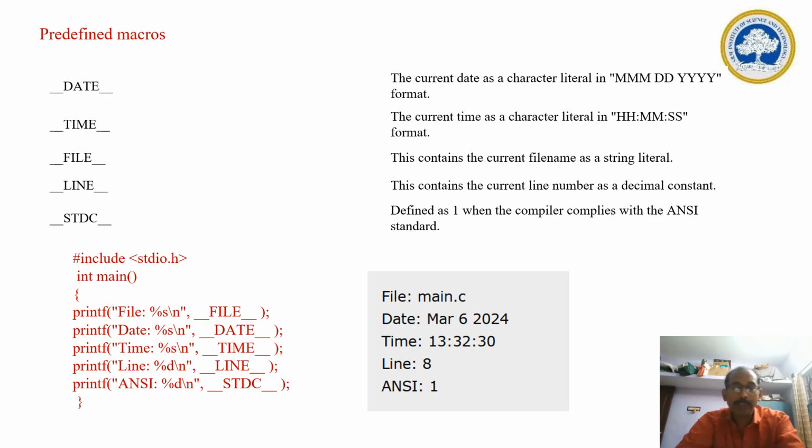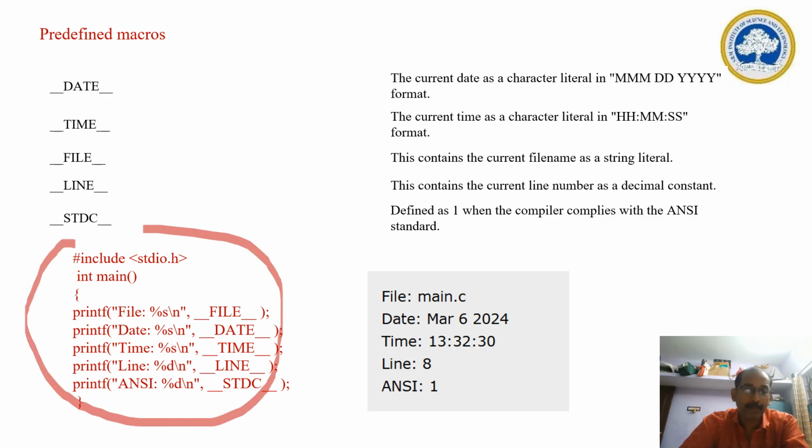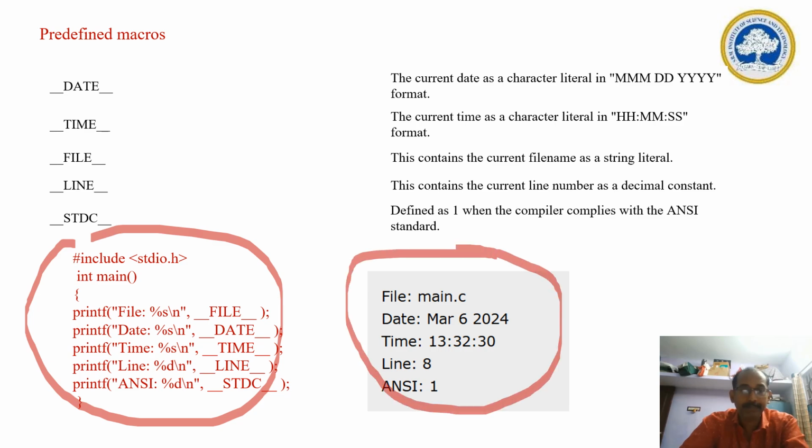So predefined macros are there, which we can use directly in our programs, like __DATE__, __TIME__, __FILE__, __LINE__, __STDC__. Each one has its own functionality. So if you use them in your program directly, they give the values. This is the program, and this is the output. It's self-explanatory. You can go through it.